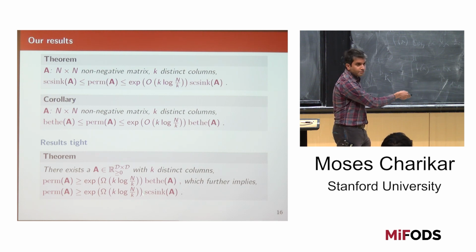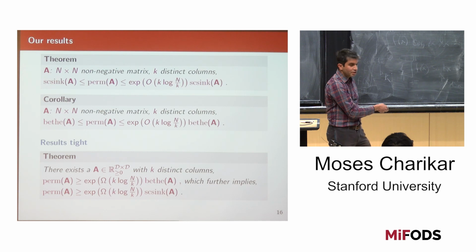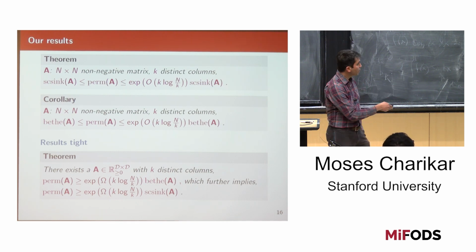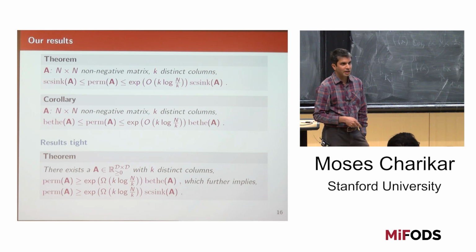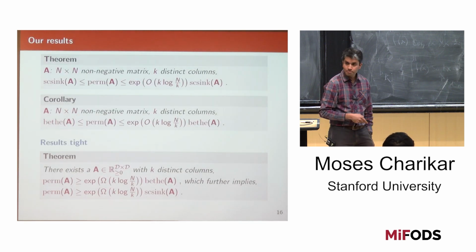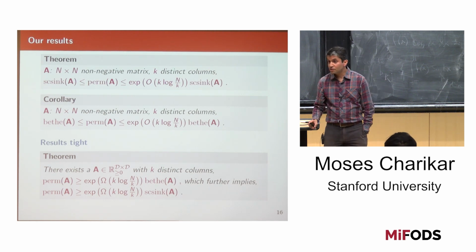These results in this form are also tight. It turns out there is actually a matrix A which has k distinct columns, for which you can show that this upper bound is tight. So in general we can't hope to do better than this k log(n/k). This is the only structure of the matrix we use.